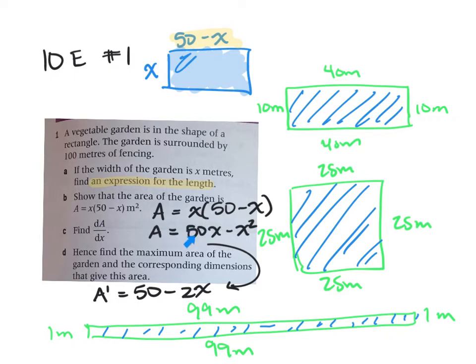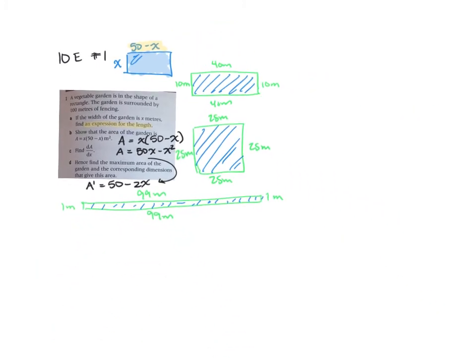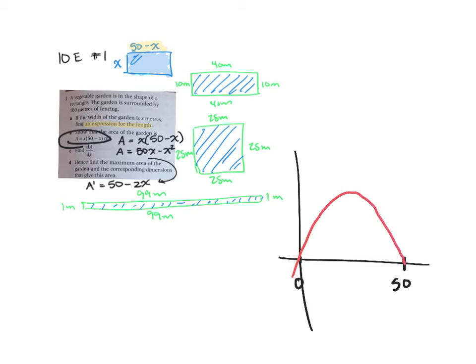Just the derivative: the derivative of 50x is 50. The 2 comes down and multiplies. There we go. And then it says, find the maximum area of the garden and the corresponding dimensions that give that area. In calculus, the way that we would go about that is this guy right here is a parabola, and it's going to have 50 here and a 0 here, and it's going to be upside down. It's going to go like that, where this is going to be our width, and this is going to be our area.